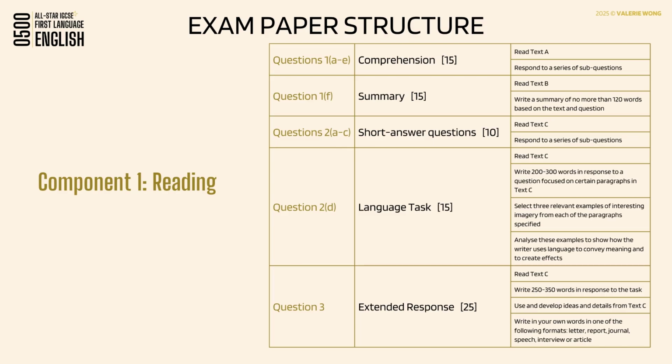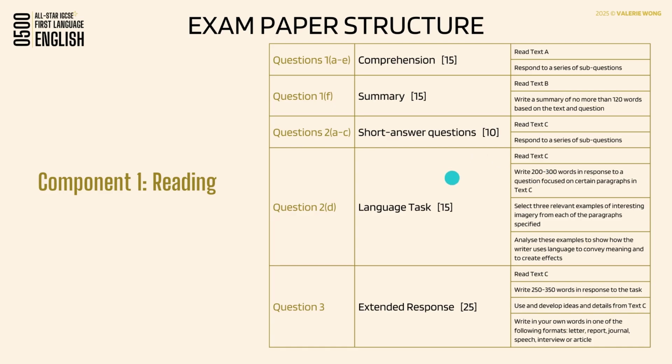For comprehension, you have to read text A and respond to a series of sub-questions. Text A is just for the comprehension bit. Now, text B is for the summary bit, and that's the only thing you use text B for. So you have to write a summary of no more than 120 words based on the text and the question. Question 2A to C, short answer questions. This is where you use text C a lot, the longest text that you will be given. And you respond to a series of sub-questions.